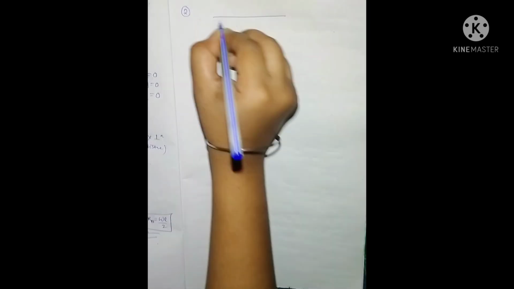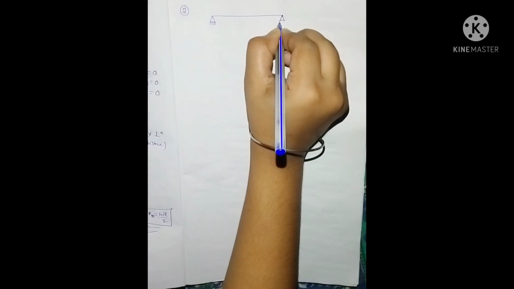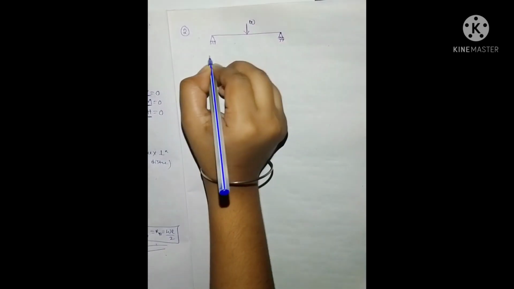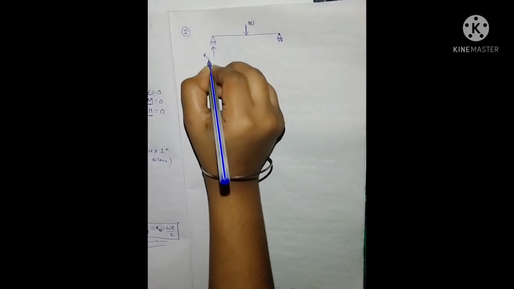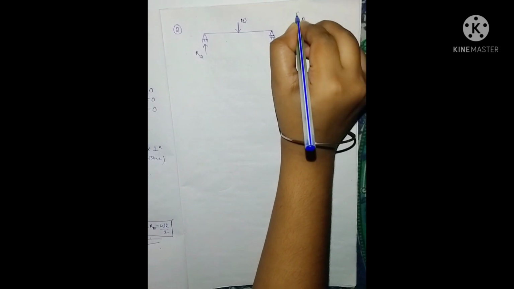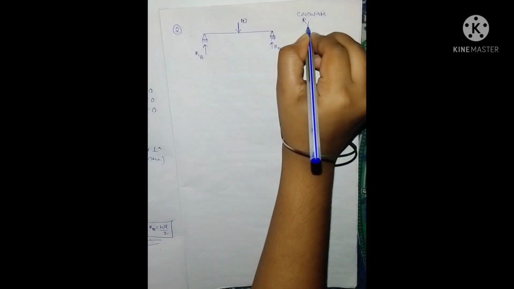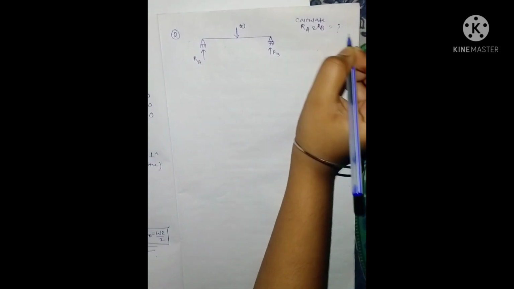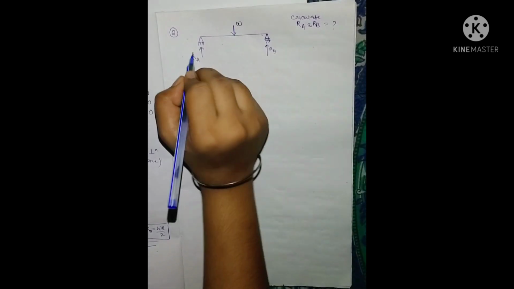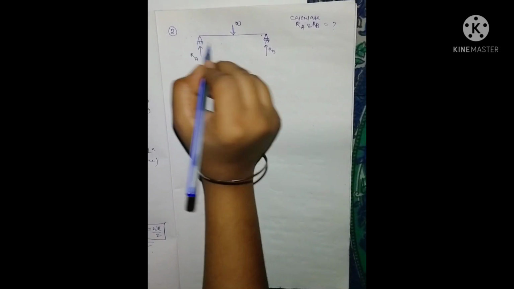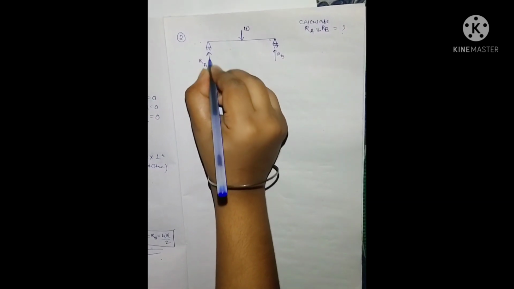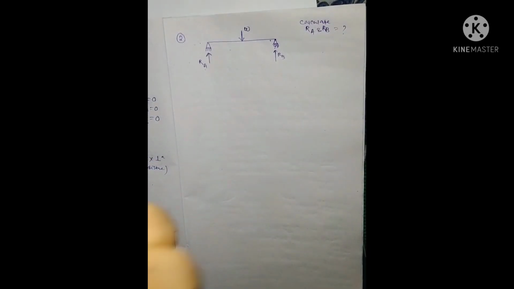Then we take another problem having a simply supported beam, but here only one concentrated load is acting, that is W. Here we calculate reactions RA and RB. In the question it is given to calculate RA and RB. In case of a beam we always neglect the horizontal reactions, because horizontal reaction will always be 0 in case of a beam. So we take only vertical reactions RA and RB.